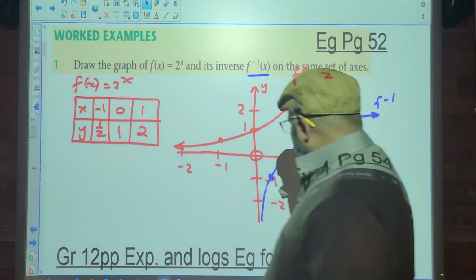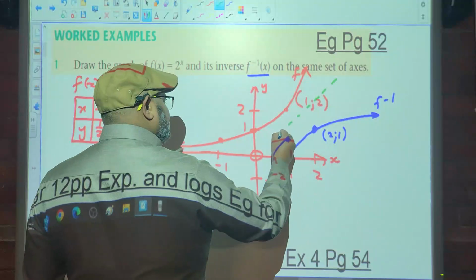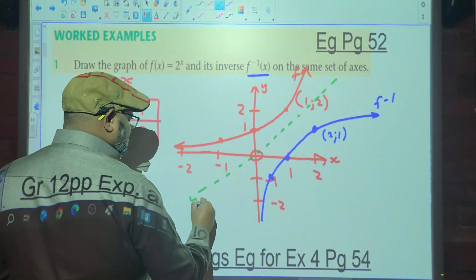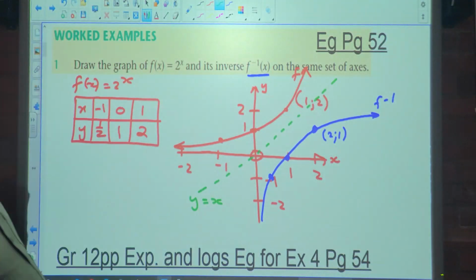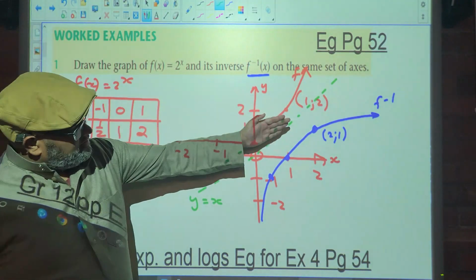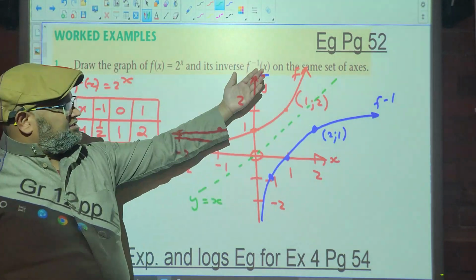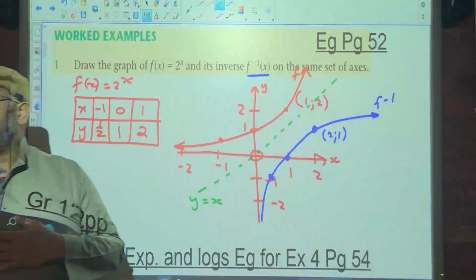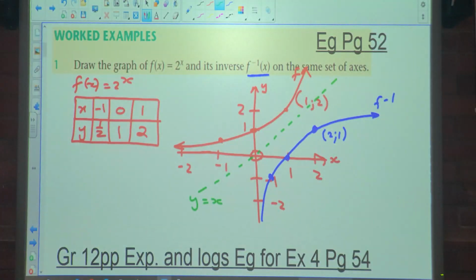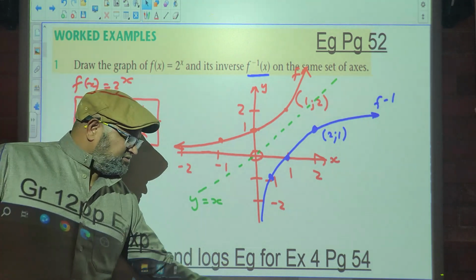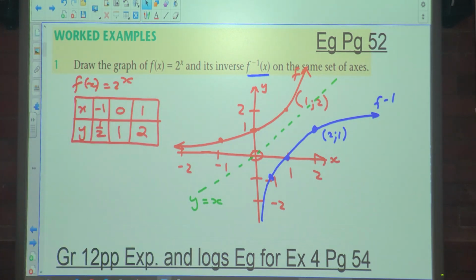And this is always reflected in the line y equals x. Why is that? As you can see, if I fold this graph along this line, then that graph fits exactly onto that graph. It maps exactly onto that. The domain becomes the range and the range becomes the domain. Do you guys understand? Is there any confusion?